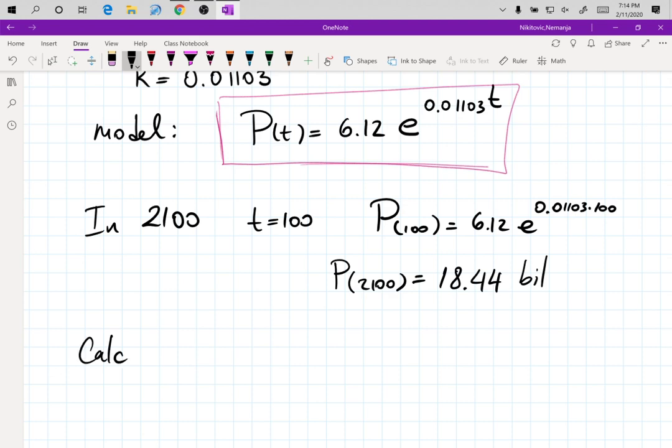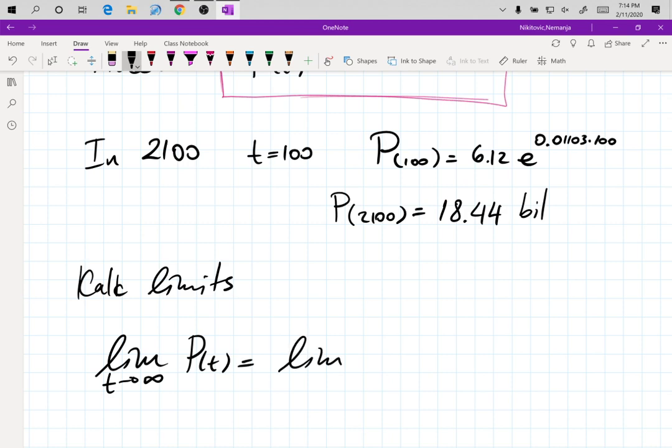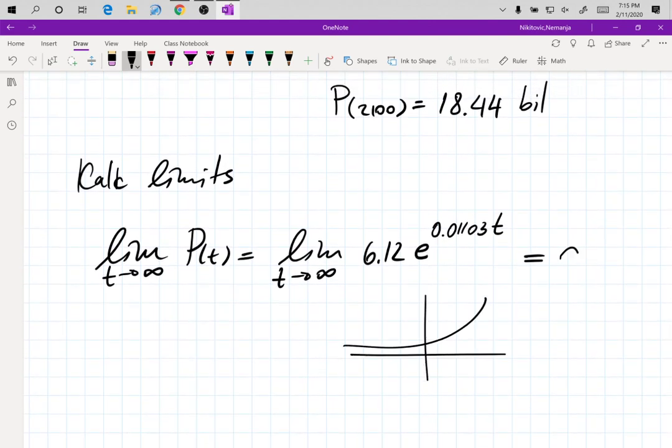So, calc question on limits. We take our model, limit as time goes to infinity of our population, which is limit as time goes to infinity of 6.12 e to the 0.01103 t. Now you know that the exponential model looks like this, so infinity.